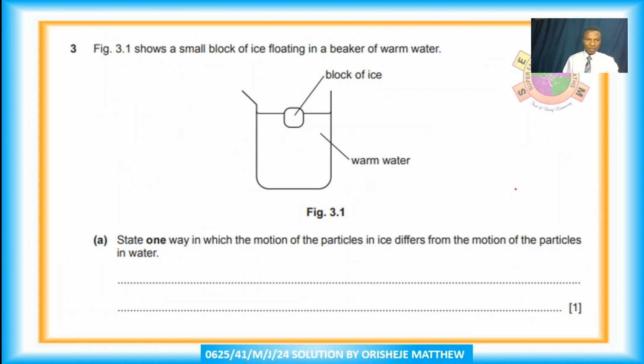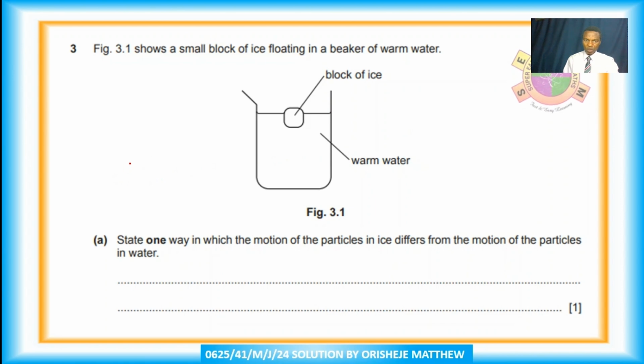Question 3 shows a small block of ice, that is this, floating on a beaker of warm water. The temperature of the water is hot, so it will cause the ice to melt. State one way in which the motion of the particles in ice differs from the motion of the particles in the water. So what we are looking at is the molecular structure.